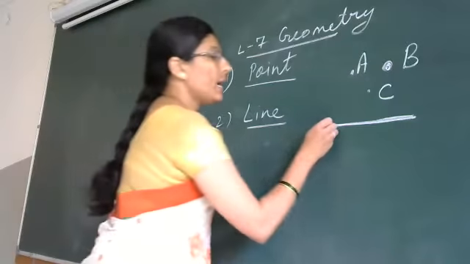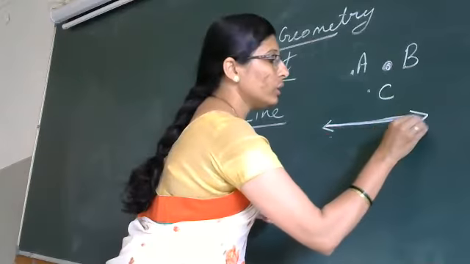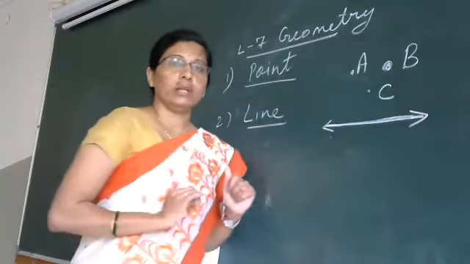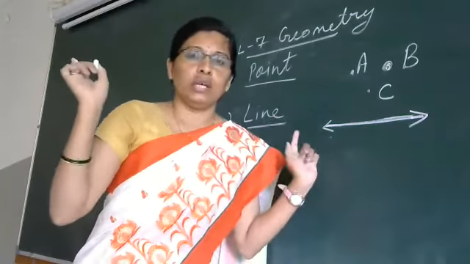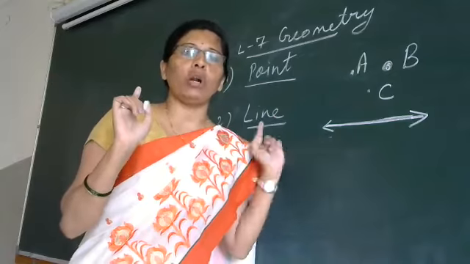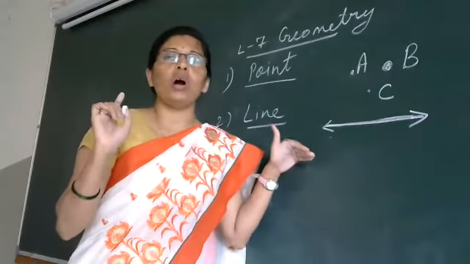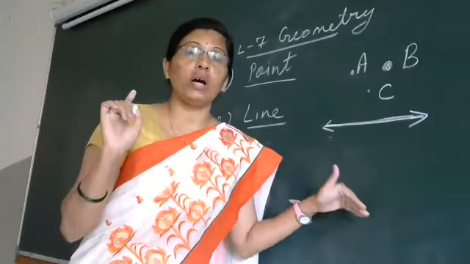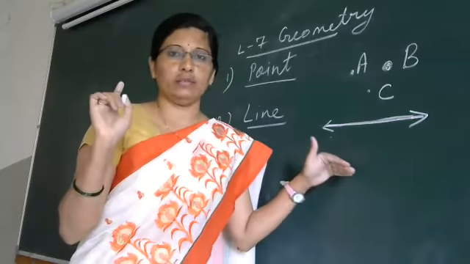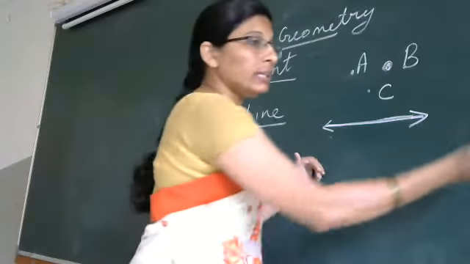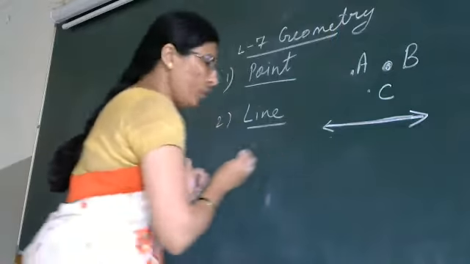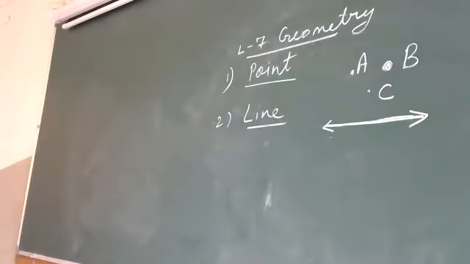Okay. And it extends in both directions. It continues. There is no end for a line. This line is also called a straight line. You can see this board, this side board. Here, from here to here, you can see a straight line.